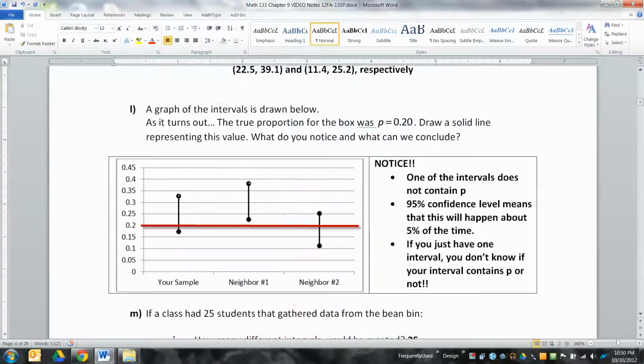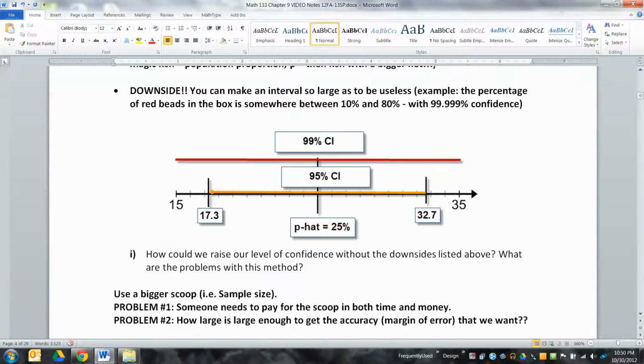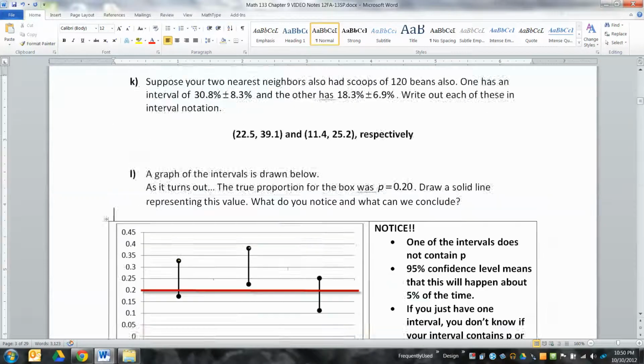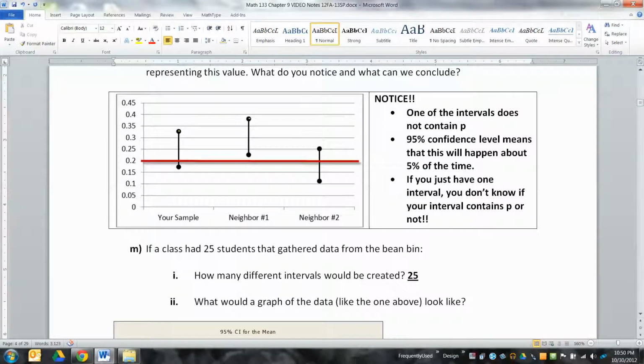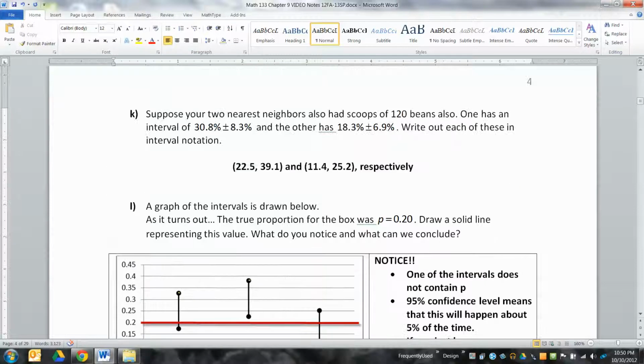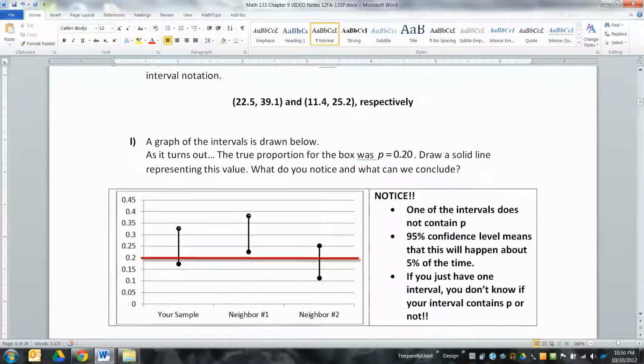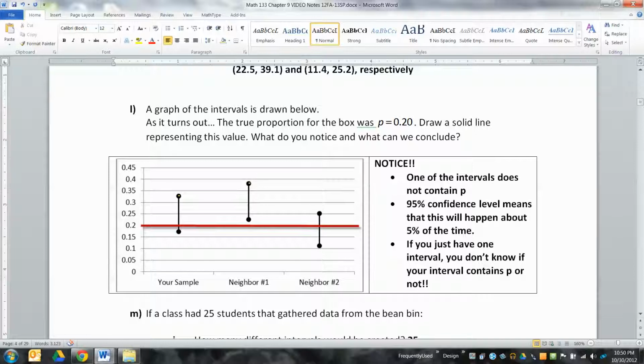So this was yours. Like you said it was, what was your value? 17.3 to 32.7. So that's this one right here. 17.3 is that low number, 32.7 is the high number. Neighbor number 1 was this one, 22.5 to 39.9. Those are percentages, by the way. I really should put that in there, because otherwise it seems like it's whole numbers. Okay. And then for this one, that's 11.4 to 25.2.